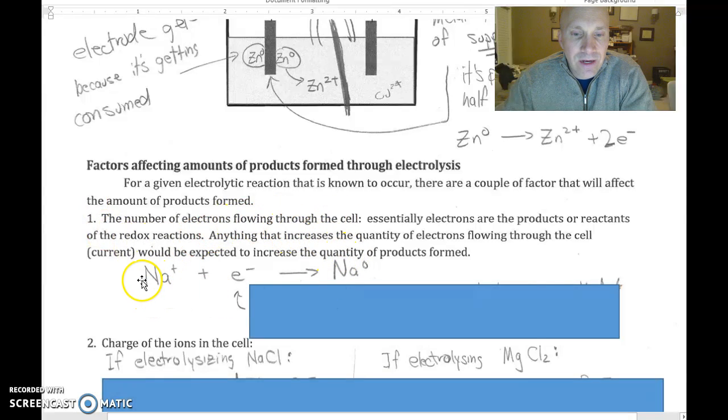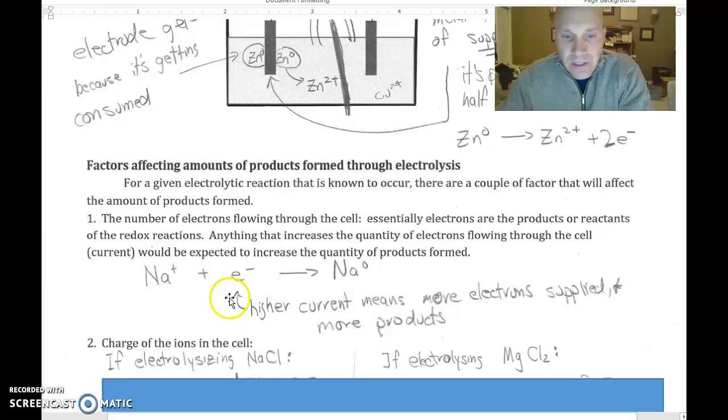All right. So if I just show the half reaction of this would be a reduction of sodium. All right. Notice that this requires an electron. So hopefully this is not too far of a stretch. The more electrons that you have flowing into the cell, the more that this reaction can occur. That's because an electron is essentially a reactant in this reaction. So a higher current would mean more supply of electrons. And therefore you're going to make more products.